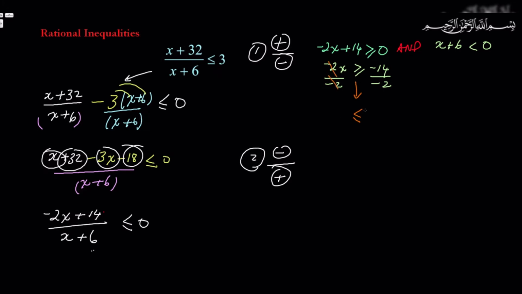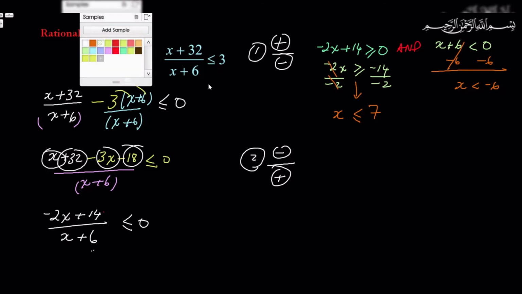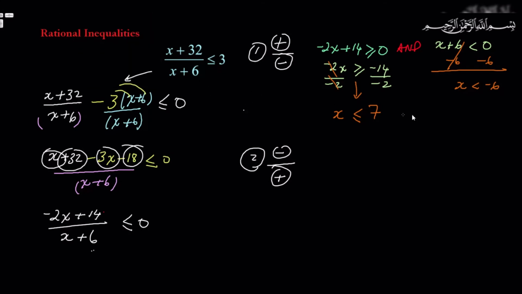Negative 2 divided by negative 2 is 1, so we have x is less than or equal to positive 7. And solving this one over here, subtracting negative 6 from both sides, I just get x is less than negative 6. And if I were to graph this on a number line, I'm going to draw a baby number line over here, and I have negative 6 and I have 7.